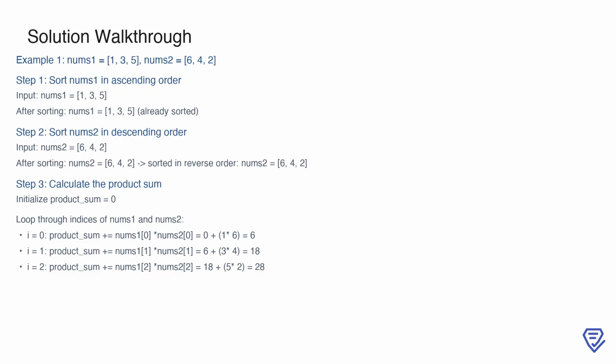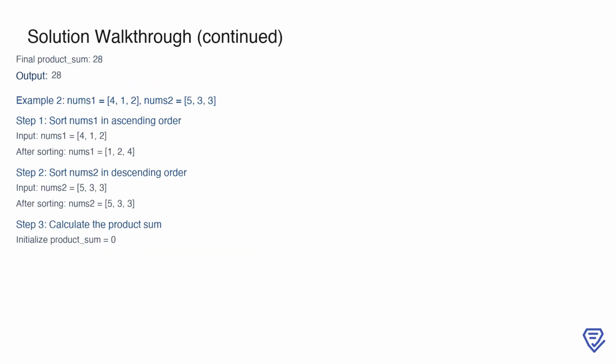Now, in step 3, we calculate the product sum. We initialize product_sum to 0 and iterate through the indices of both arrays. At i equals 0, we add nums1[0] multiplied by nums2[0], which is 1 times 6, giving us a product_sum of 6. At i equals 1, we add 3 times 4, bringing product_sum to 18. Finally, at i equals 2, we add 5 times 2, resulting in a total product_sum of 28. The final product_sum for this first example is 28, so the output is 28.